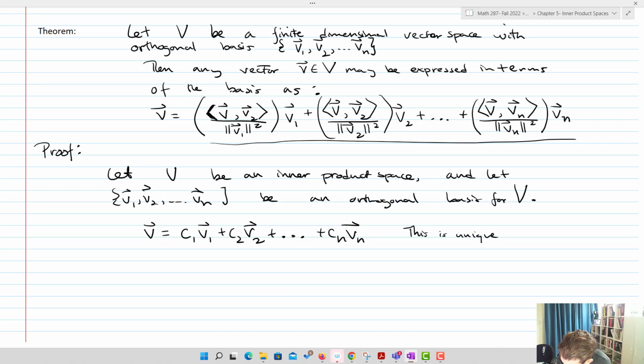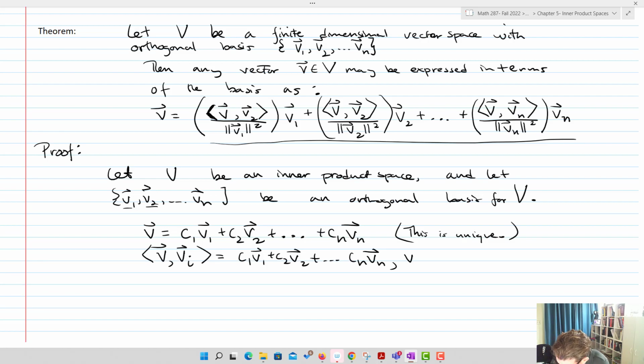It'd be really weird if it wasn't. And so what we know is that if I take v and dot it with vi, and remember vi is just a member of this orthogonal basis, what I'm going to get is c1 v1 plus c2 v2 plus dot, dot, dot, cn vn, dotted with vi.